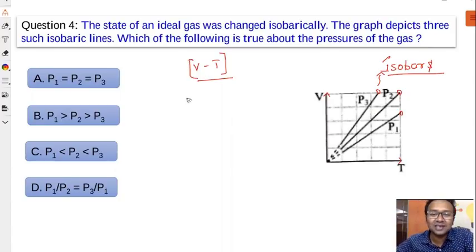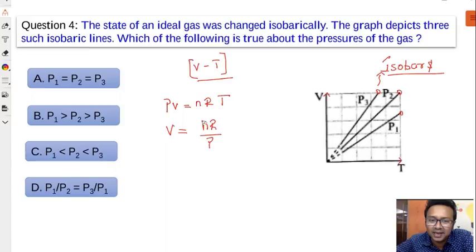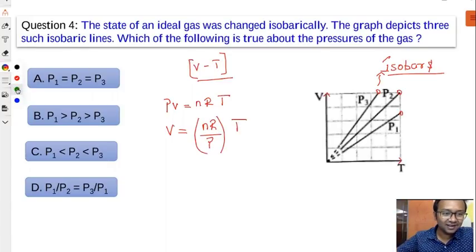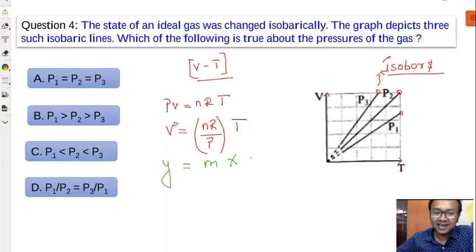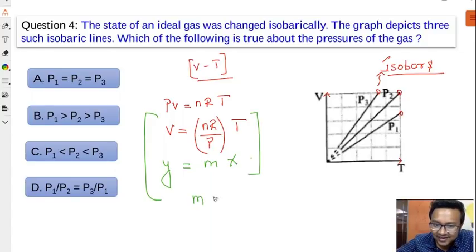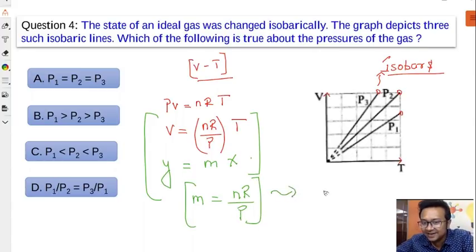Now, students, if you observe very carefully, we know PV equals nRT. Students, can I write V equals nR by P into T? Now, what do we see here? Interesting thing. Y equals mx. Isn't this of the same format, where the slope is nothing but nR by P? Clear, students?